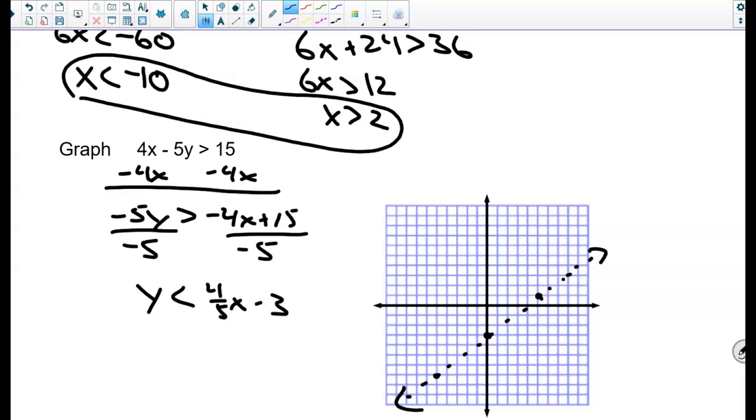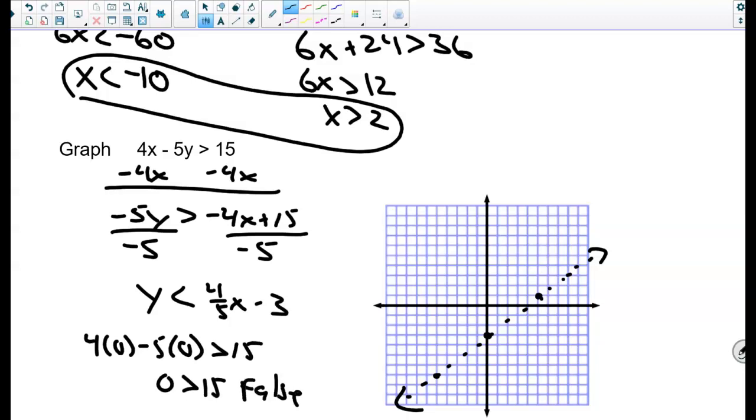Now, once we graph the line, now I need to shade. I'm going to put 0, 0 in for my x and y. And I'm going to be left with 0 is greater than 15. That's false. So when we're false, we shade away. And that's our answer.